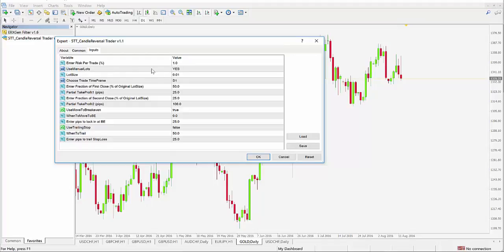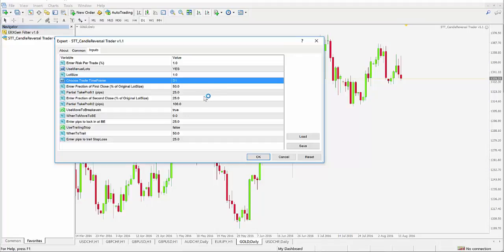Use manual lots. In this case, the EA is set up to automatically calculate the trade size, or the user can use their own manual lots, and that's what this is about. If this is set to yes, then enter risk per trade will not really make any sense because the EA wouldn't need it anymore. So if you've selected use manual lots as yes, then the user can change the number of lots here to a desired level, or one standard lot.